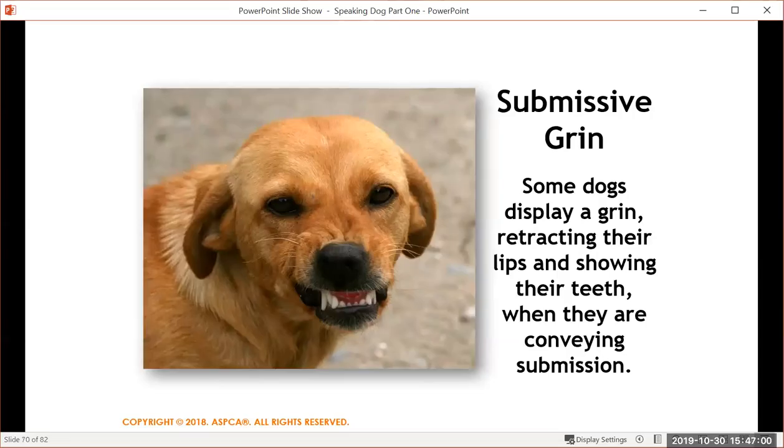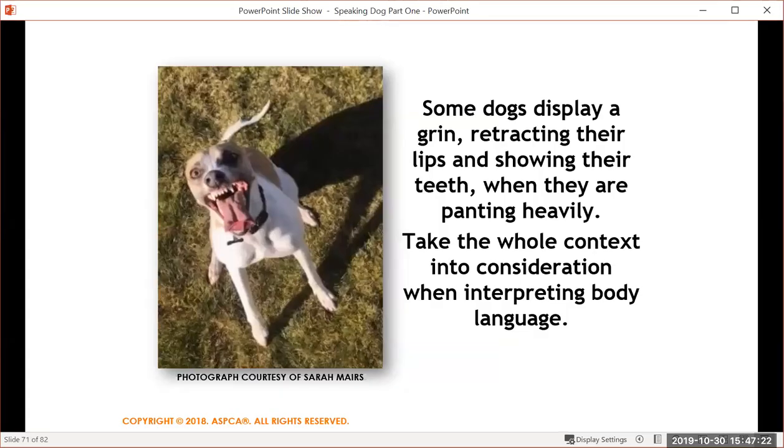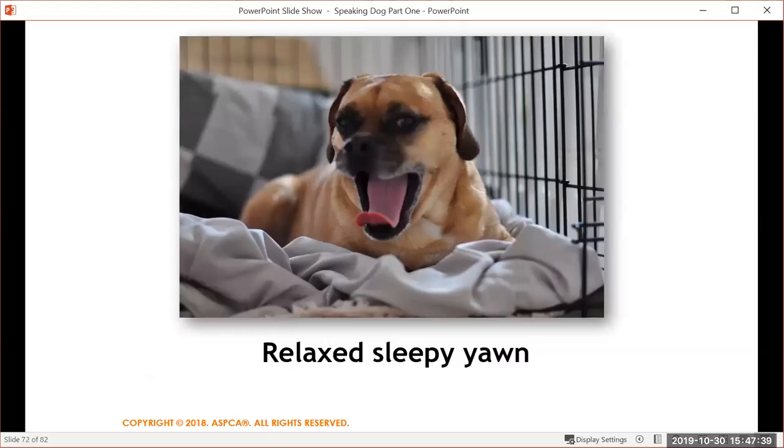You've probably seen dogs show a submissive grin. Some dogs, not all dogs show this, only some, and when they're signaling submission, they will retract their lips and show their teeth, and that can be a point of confusion for people sometimes, but this is definitely not an aggressive display. And some dogs will even retract their lips and show their teeth when they're hot and they're panting really heavily. So it's very important always to take the whole context into consideration. We're almost done.